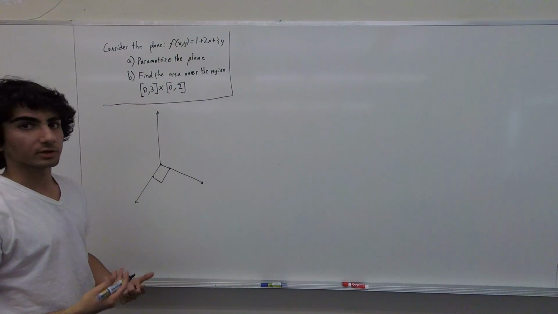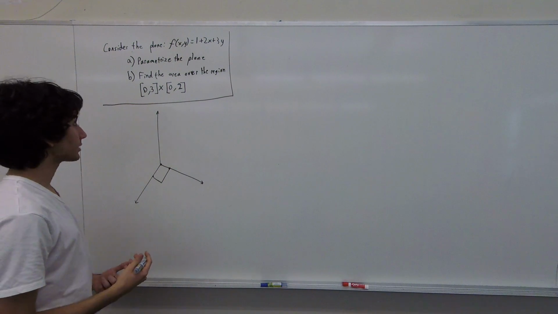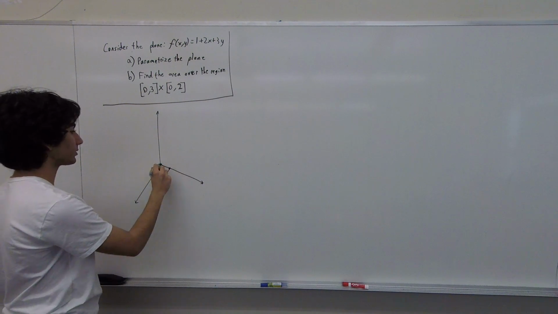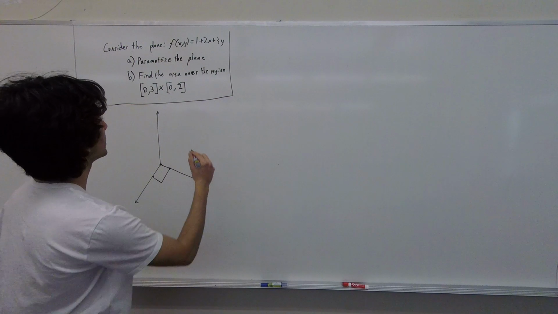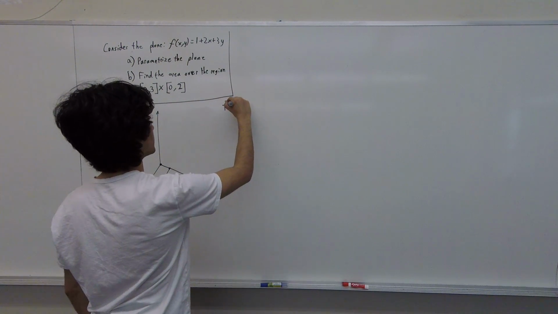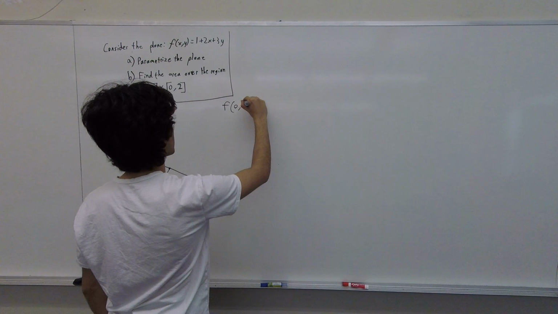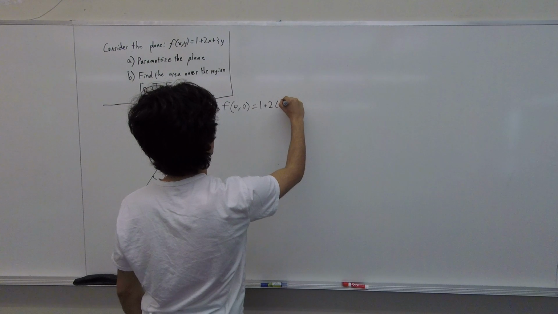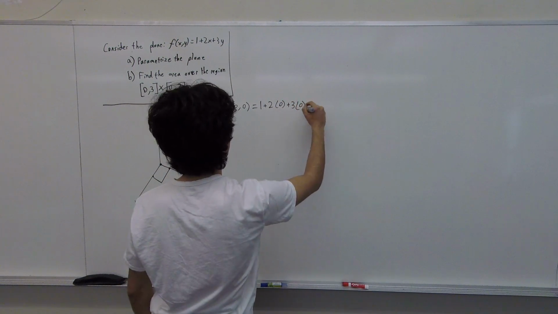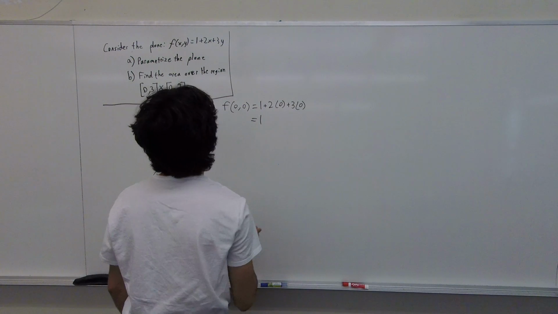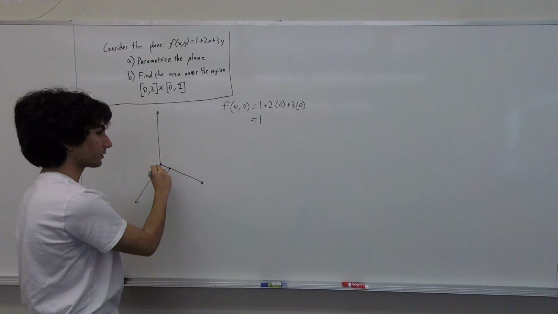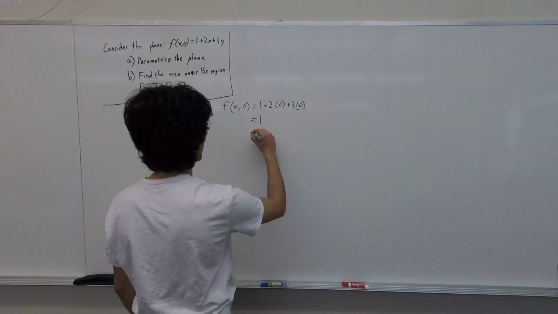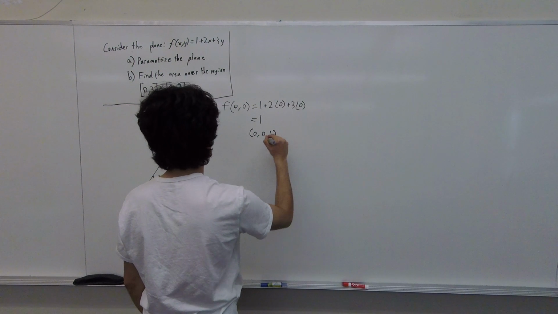So let's go ahead and plug in some points so we have a better idea of what this is going to look like. So naturally we would use the corners of the box. Let's start out with the origin because that's really easy. So at the origin, or above the origin, the height of the plane is just 1. So here we have our first point, 0, 0, 1.